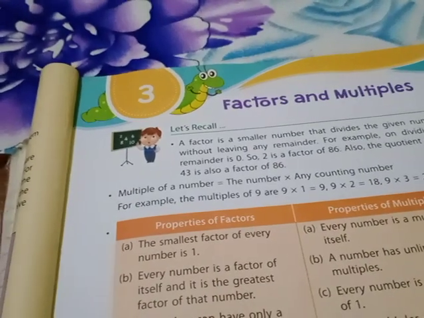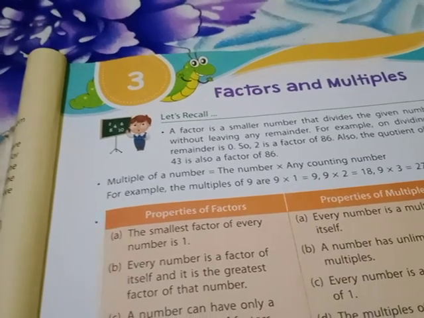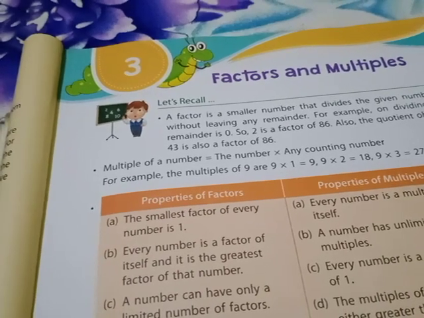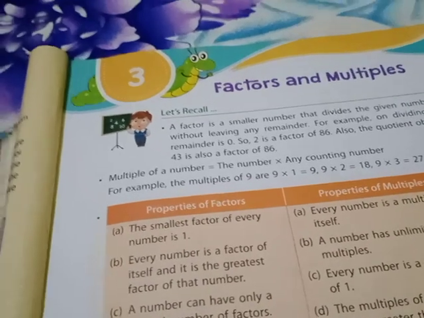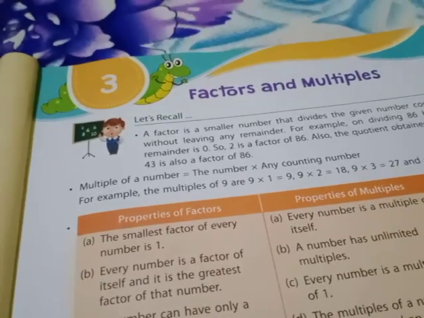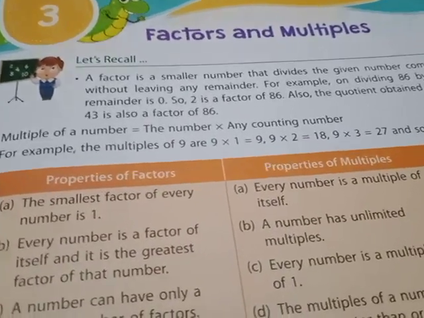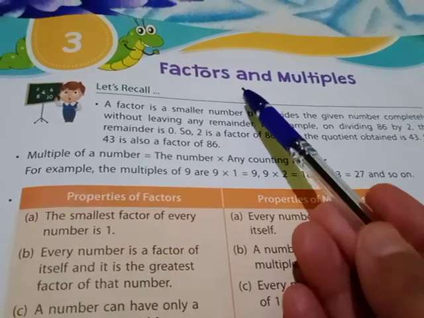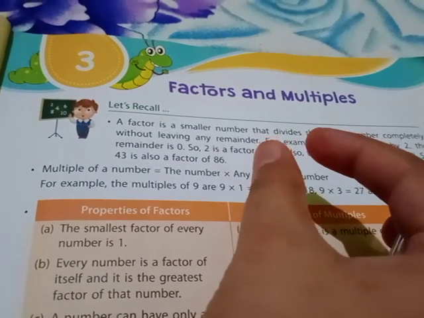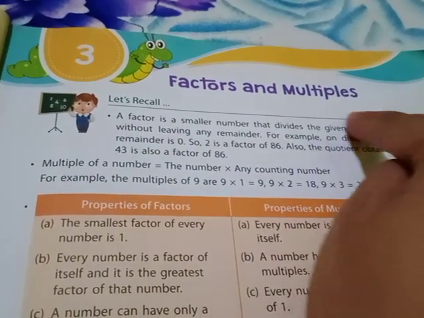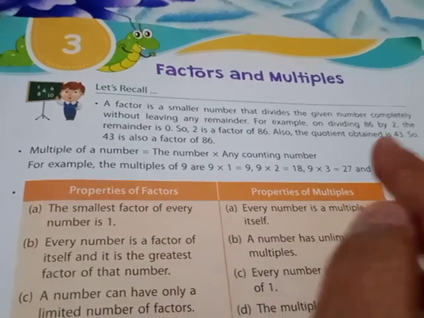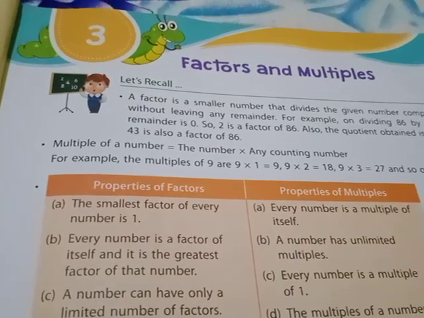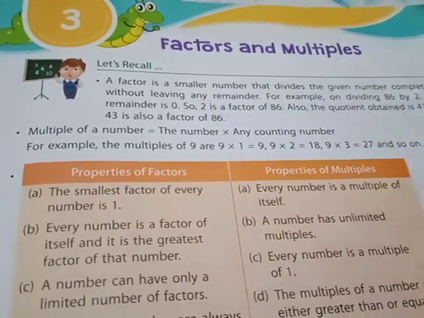Suppose what are the multiples of 8? Just count the table of 8. 8 ones are 8, 8 twos are 16, 8 threes are 24. So this 8, 16, 24, 32, 40, 48 and so on will be the multiples of 8. Are you getting it clear? So this is all about your factor and multiple. Factor means the given number will be divisible by which all numbers, and multiple means in the given number's table what all numbers are coming. This is your factors and multiples.